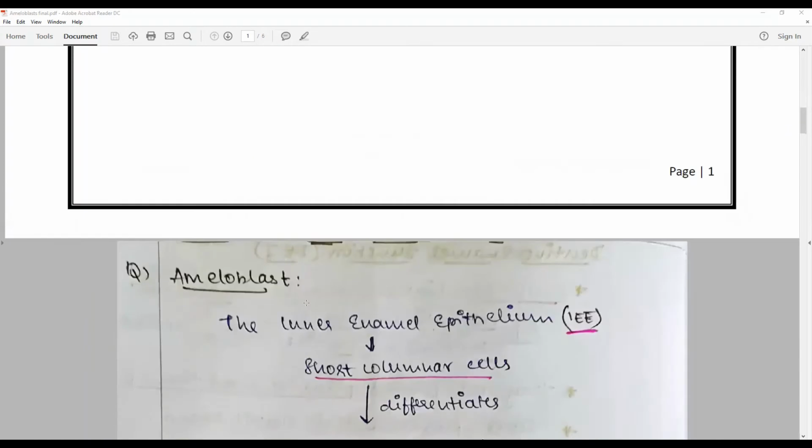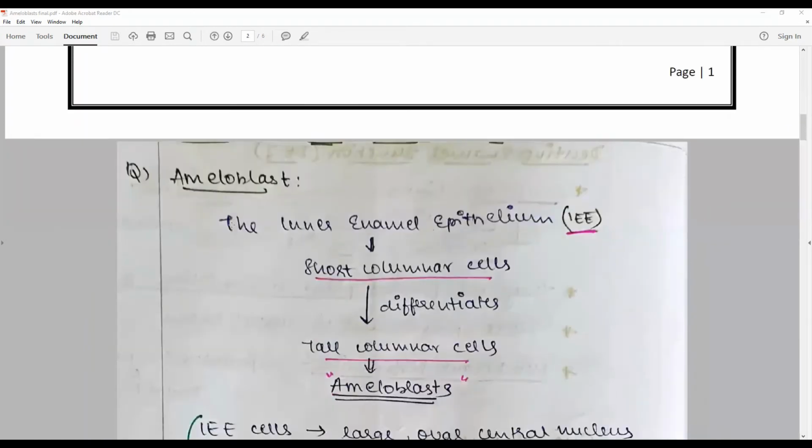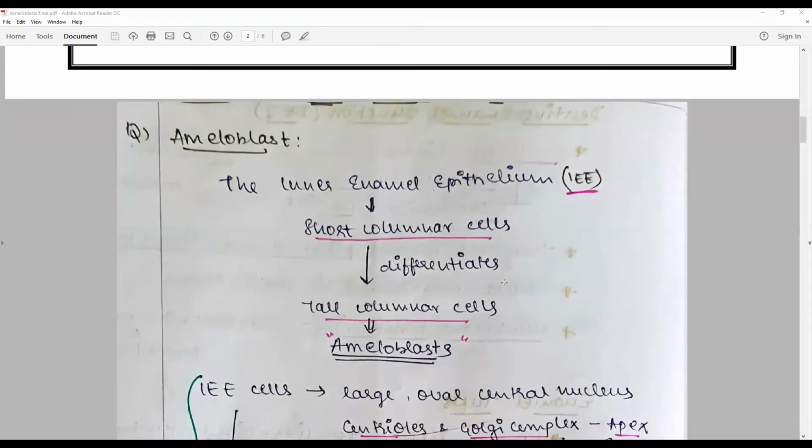So for this question, start with that. Ameloblasts are differentiated from inner enamel epithelium along the early bell stage. They are short columnar cells that transform into tall columnar cells, to be called ameloblasts, under the organizing influence of the newly laid down dentin. That is the most critical part. If a candidate has forgotten to add it, adding it will add glamour to your answers and show your mastery.